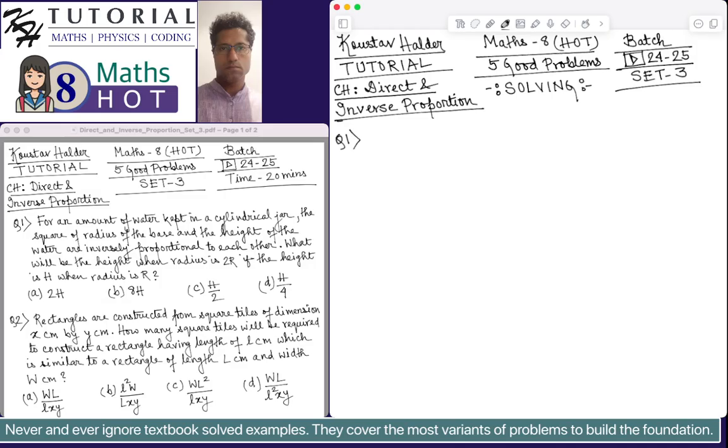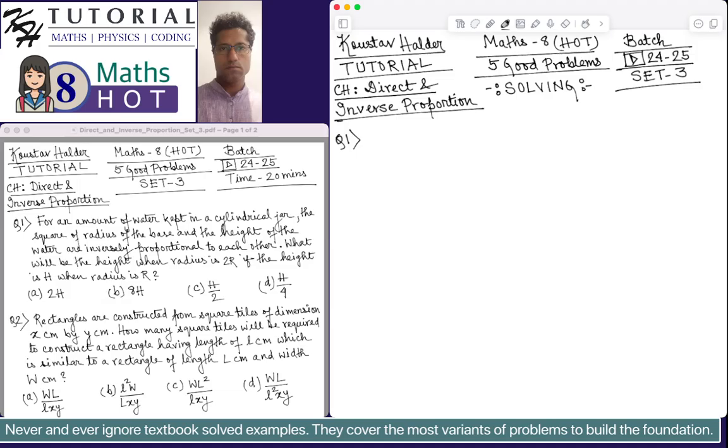The first problem says that for an amount of water kept in a cylindrical jar, the square of radius of the base and the height of the water are inversely proportional to each other. What will be the height when radius is 2r if the height is h when radius is r?